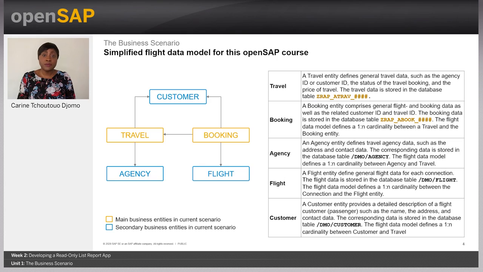An agency entity defines travel agency data, such as the address and contact data. A flight entity defines the general flight data for each connection. Finally, a customer entity provides a detailed description of a flight customer or passenger, such as the name, the address, and contact data. The main business entities in our scenario will be travel and booking. We will create database tables for storing the travel and booking data while reusing the databases provided by the ABAP Fly reference scenario for the other business entities.